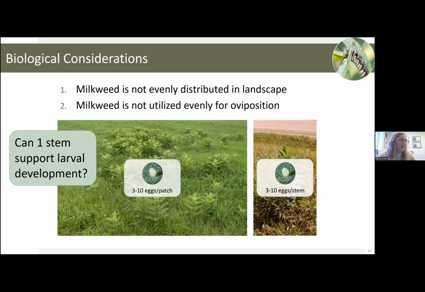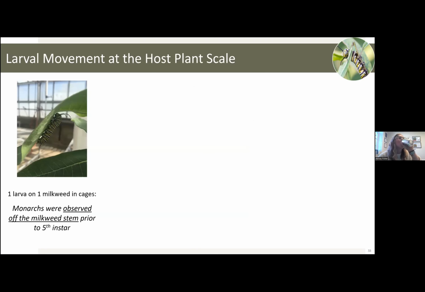Because caterpillars, we all have read The Very Hungry Caterpillar. We know that they need to eat a lot. The goal of this study was to understand if one plant could provide enough food for one caterpillar to survive from egg to adult. And we observed something really interesting: where the caterpillar was provided just one stem of milkweed, and we watched them every day, we started to see the caterpillars on the side of the cage instead of on the milkweed. And we know caterpillars are hungry, they need to eat. So why are they on the side of the cage instead of on the milkweed?